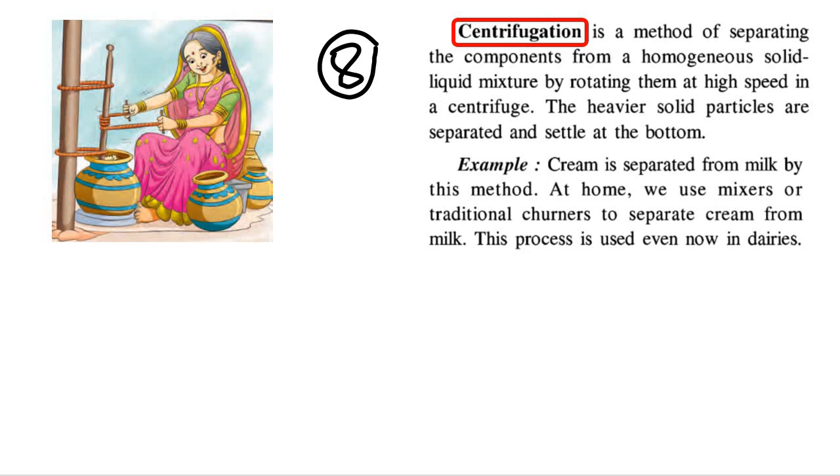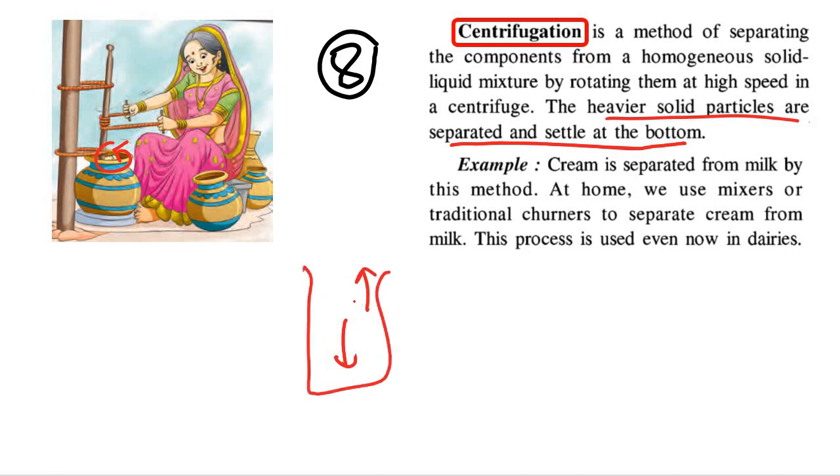This is the method of separating the components from a homogeneous solid liquid mixture by rotating them at high speed in a centrifuge. And as a result of this high speed rotation, see, for example, the woman is churning. As a result of the high speed of the rotation, the heavier particles settle down at the bottom. As a result, we can separate the heavier from the lighter particles. Okay, as a result of the rotation of this entire stuff using a churner or a makthi.